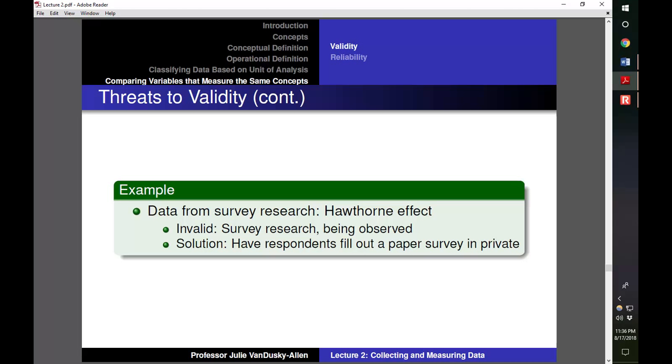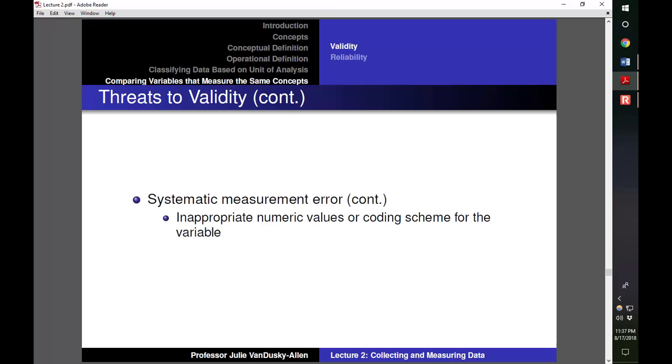The solution to this is to have survey respondents fill out a paper survey that is confidential so they don't feel pressured to answer a certain way based on the characteristics of the survey researcher. The way we code our variable could also lead to systematic measurement error.